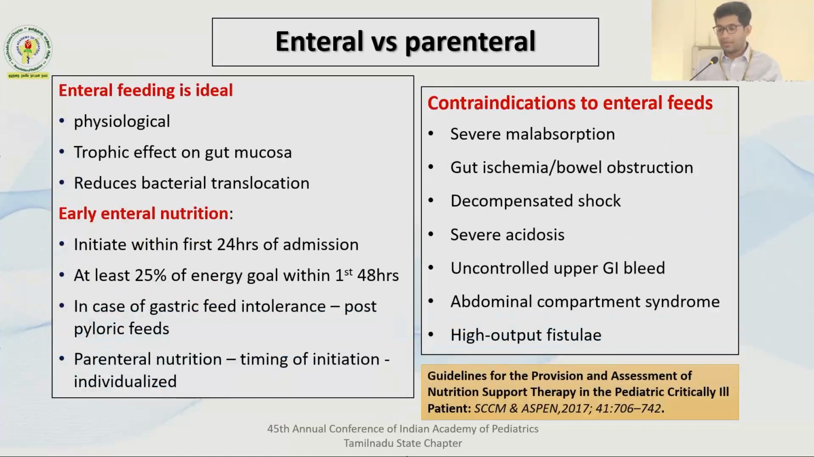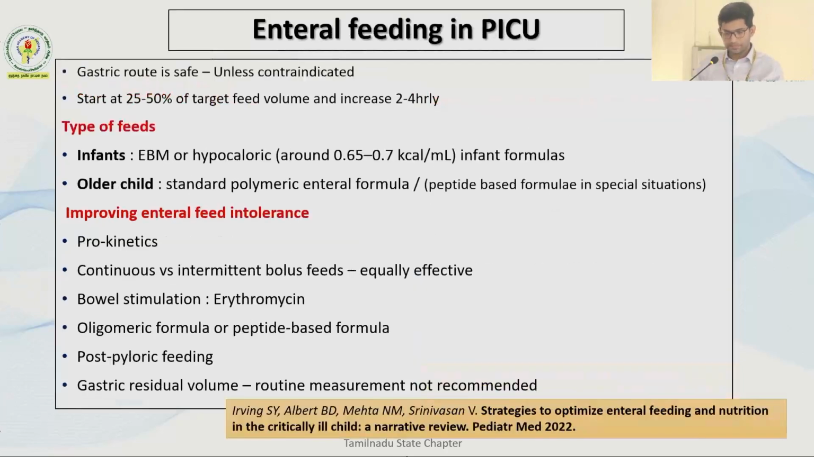Enteral or parenteral nutrition? In the case of a ventilated child, enteral nutrition is preferred. It is cheaper, it is physiological. Early enteral nutrition is common practice, initiated within the first 24 hours of admission if there are no absolute contraindications such as malabsorption, multiple inotropes, decompensated shock, severe acidosis, etc. It is always safe to initiate enteral feeds or nasogastric feeds within the first 24 hours of PICU admission.